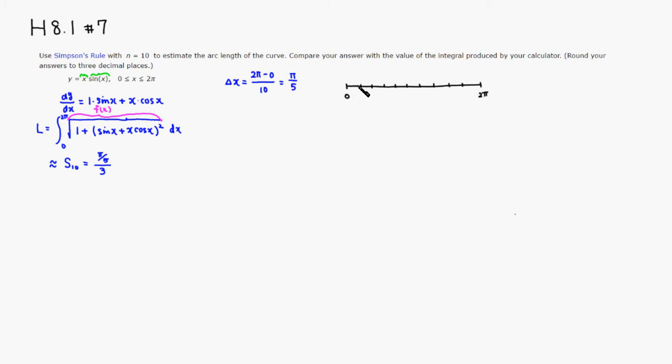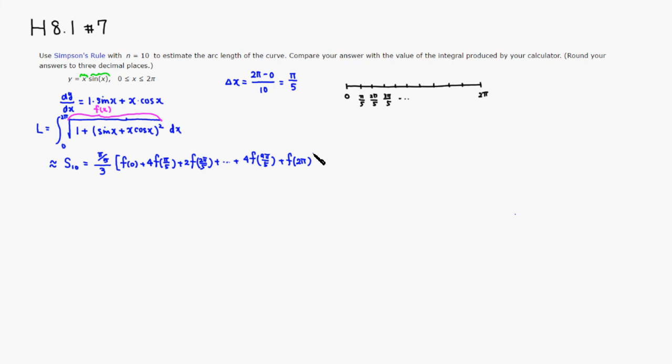So we start at 0, and each step is delta x, pi over 5. So you have pi over 5, 2 pi over 5, 3 pi over 5, and so on. The first term is f of 0 plus 4 times f of pi over 5 plus 2 times f of 2 pi over 5 and so on. The second to last one is 4 times f of 9 pi over 5, since it's right before 2 pi, and the last one is f of 2 pi.